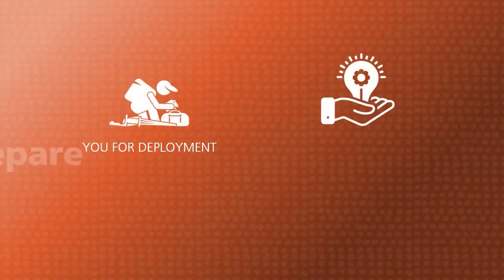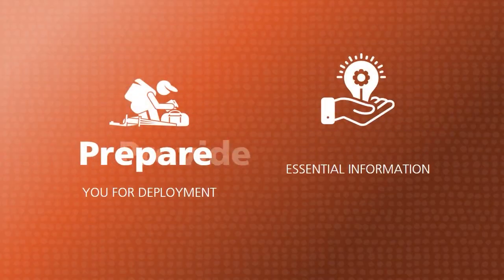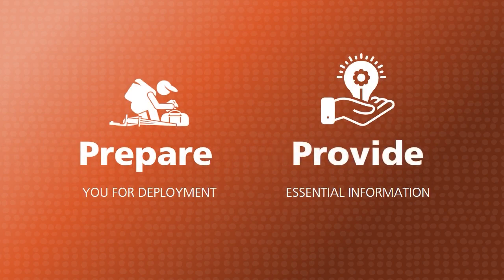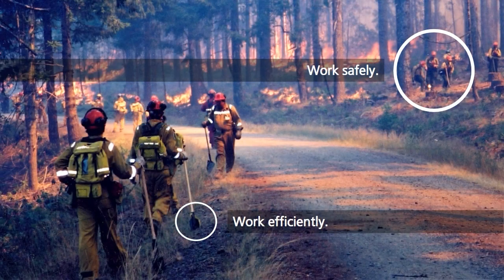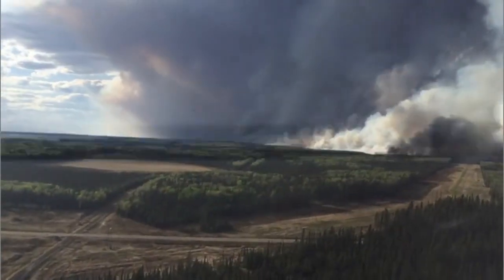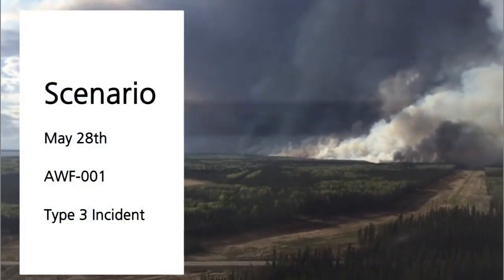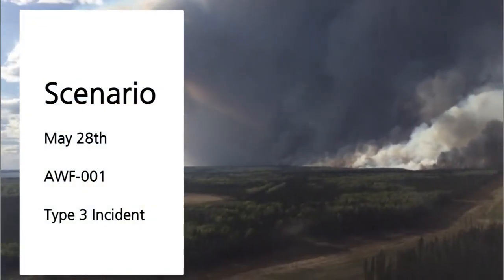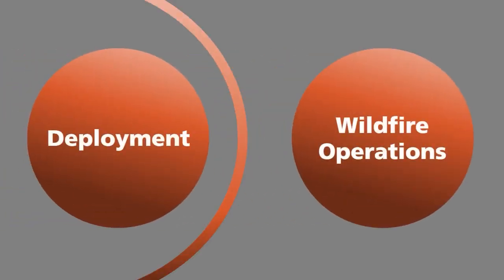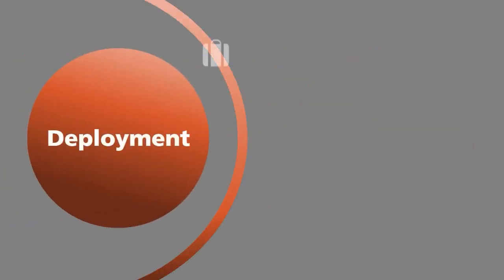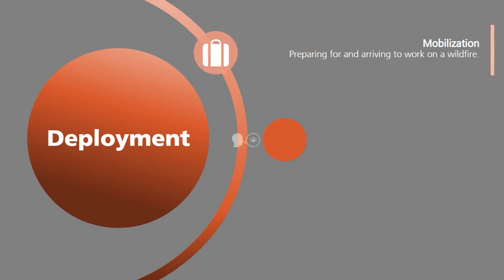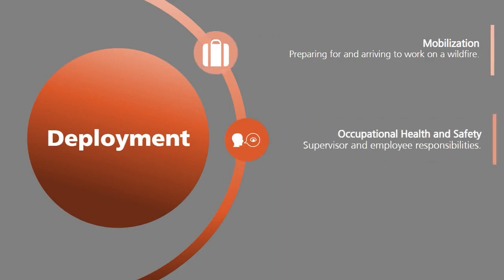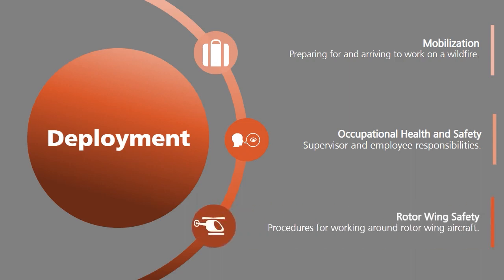This training has been developed to prepare you for a deployment and provide essential entry-level information for working safely and efficiently on a wildfire incident. We will be using a wildfire scenario to take a closer look at a series of topics related to deployment and wildfire operations. The first section of this course will focus on deployment, where we will prepare you for mobilization, discuss key concepts of occupational health and safety, and finally, establish rotary wing safety.